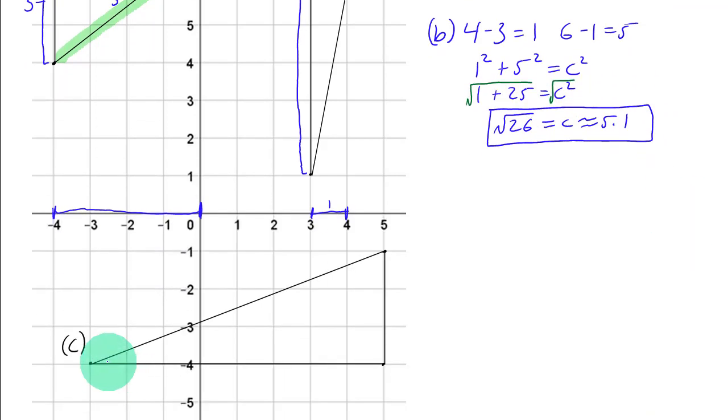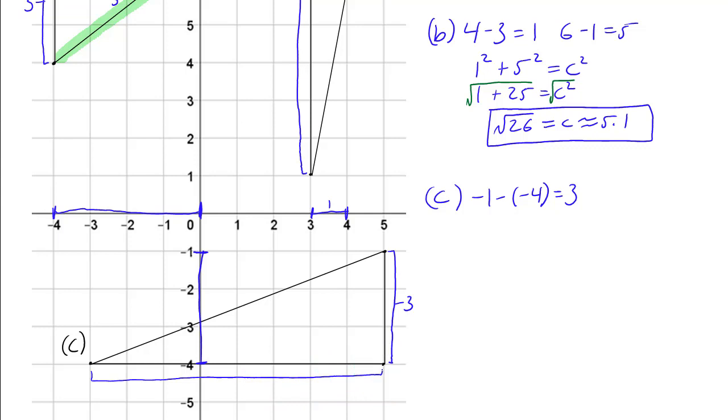Okay, so then let's look at this one. For C, this vertical distance here, you can just count it and get that it's 3, or you could do -1 minus -4 to see how far apart that is. And that is -1 plus 4, which is the same thing as 3. So that's a distance of 3. And then same thing here. I'm going to subtract these x coordinates here and here. 5 minus -3, which is the same thing as 5 plus 3, is 8. Tells you that these are 8 apart.